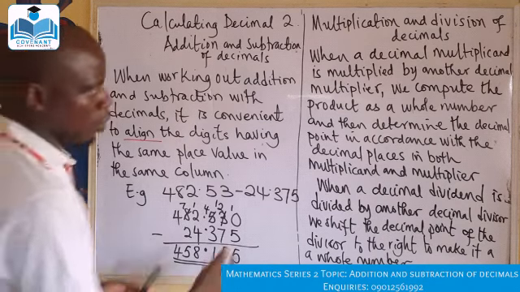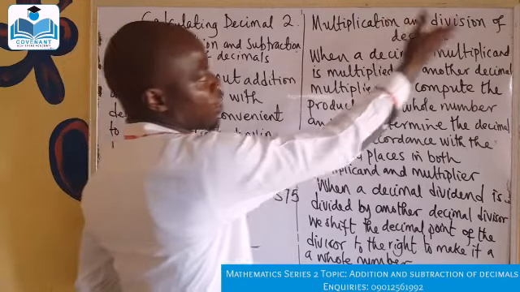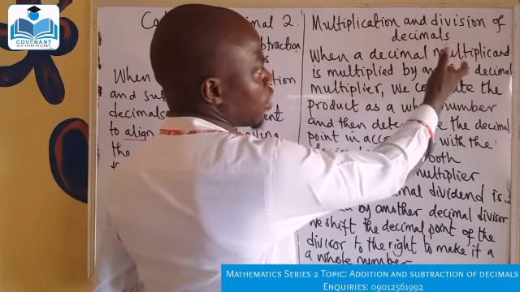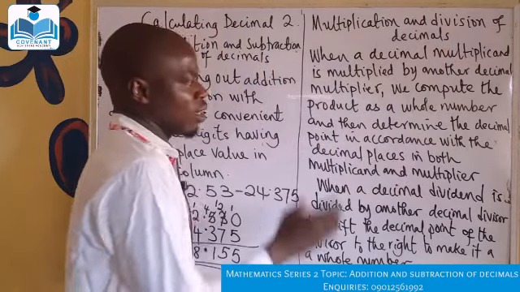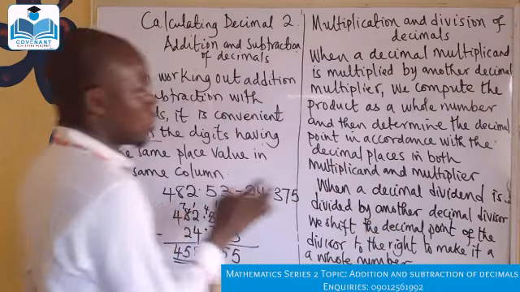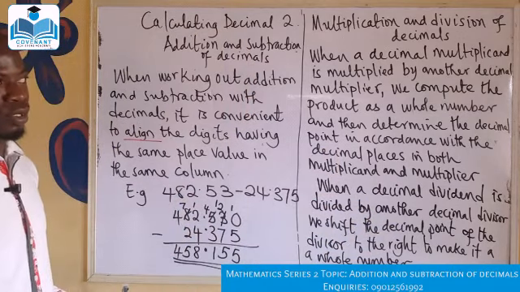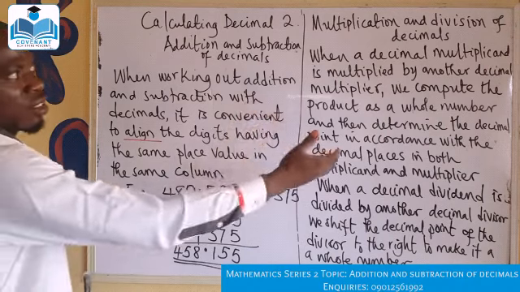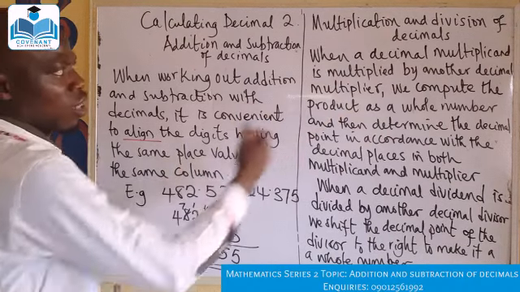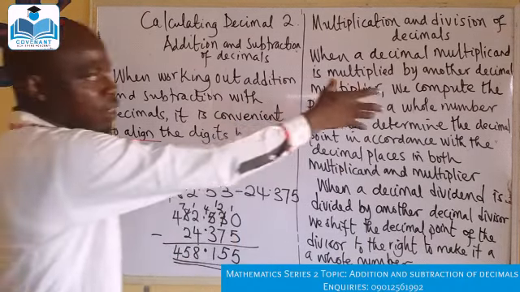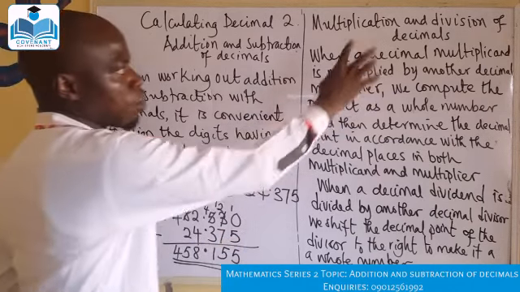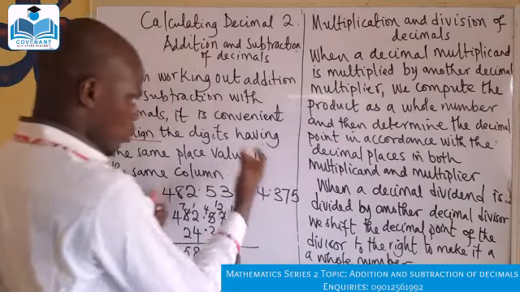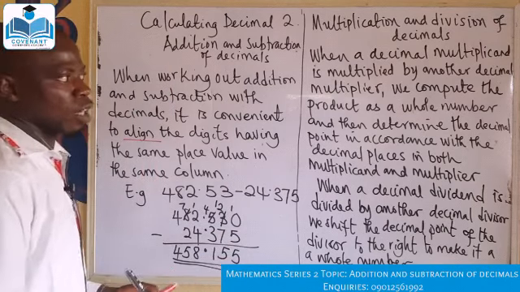Now again, we have here multiplication and division of decimals. How will you multiply your decimals and how will you divide your decimals? It's a little bit different from the case of addition and subtraction. This is addition and subtraction, this is multiplication and division. But as you can have it here, we are also going to see how to apply what we have here in solving various examples that we are going to see.